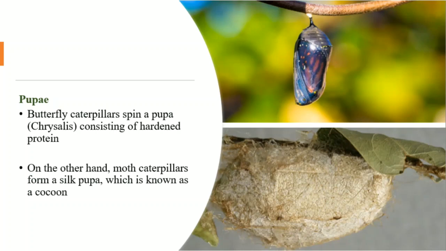The larvae of butterflies, also known as caterpillars, spin a pupa that is basically made up of proteins, and it is also known as chrysalis, and it is a hardened outer covering. Next, talking about the moth, the moth caterpillars basically spin a silk pupa. So the composition of both the pupa is different. The pupa of butterflies is basically proteinaceous, whereas that of moths is a silken pupa, and the pupa of moths is also known as a cocoon.